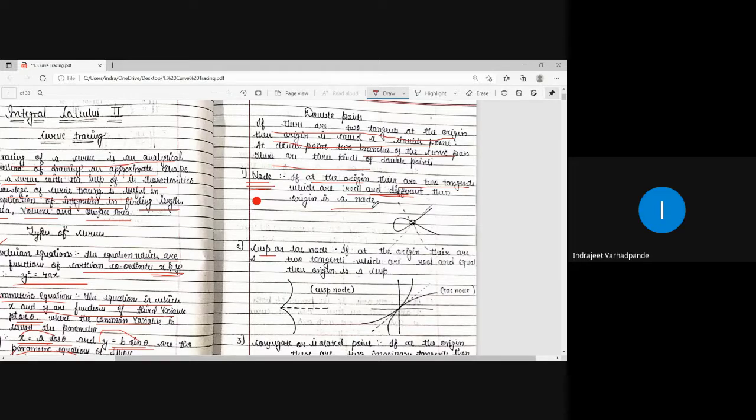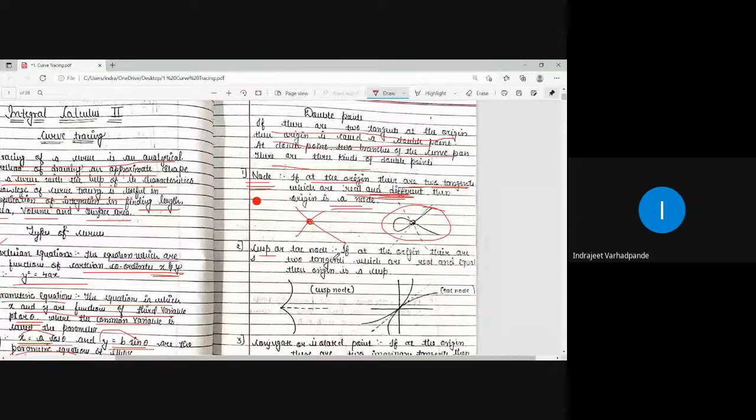Because they should be minimum in two quantities, because double point किसको बोलते हैं? When there are two tangents which are at the origin, and those double points can be later on subcategorized into node, cusp and isolated point, right? So if at the origin there are two tangents which are real and different, origin is a node. The figure will look like this because two tangents are intersecting at a particular point, that is origin, for the given curve.